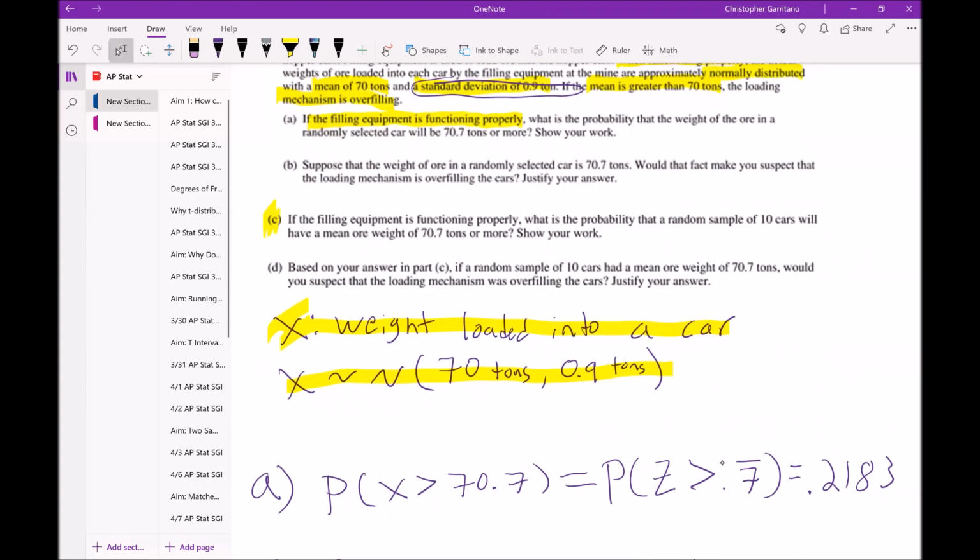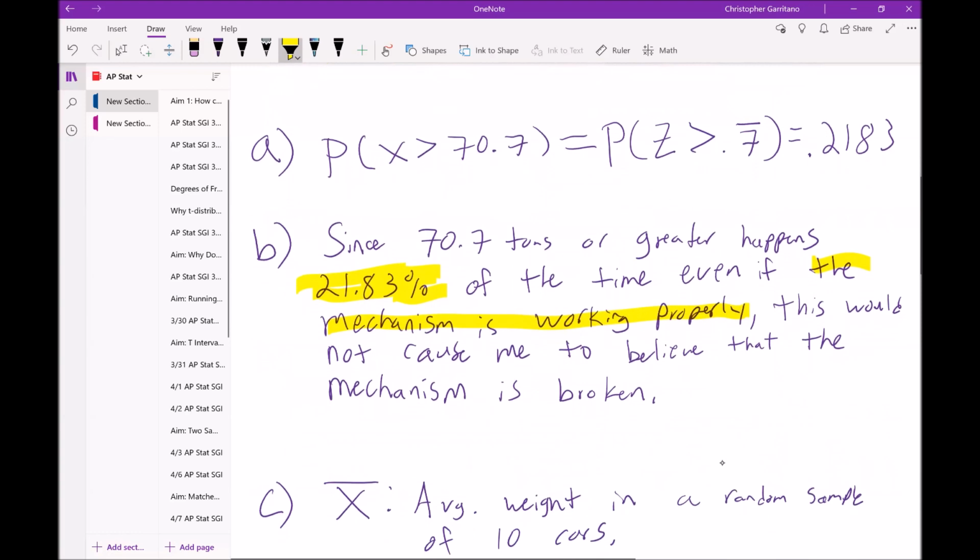All right, part C. If the filling equipment is functioning properly, what is the probability that a random sample of 10 cars will have a mean weight of 70.7 tons or more? All right, so things change now, because now we're not just studying a single car and finding the probability that that single car has a certain weight, but we're taking a random sample of 10 cars and we're finding the probability that that random sample of 10 cars has a mean weight of 70.7 or more. So this is a sampling distribution of sample means.